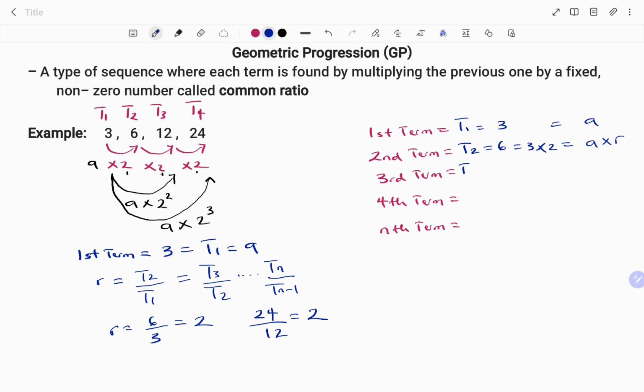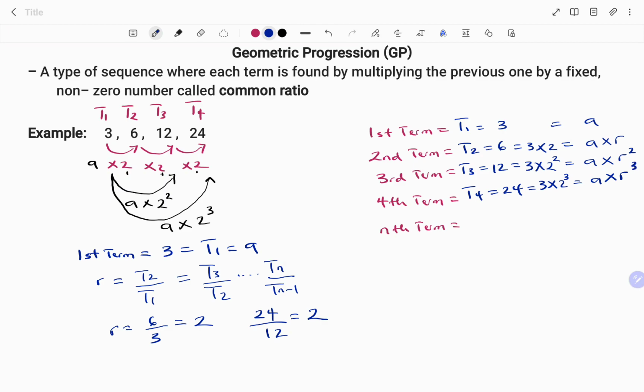My third term, T3, is 12. I got that by multiplying 3 times 2 times 2, which is 2 squared. And that is the same as my first term, A, times my common ratio, R, to the power of 2. My fourth term, that's 24, is my first term, 3, times 2 to the power of 3. That's 2 in 3 places. And that is the same as my first term, A, times my common ratio to the power of 3.